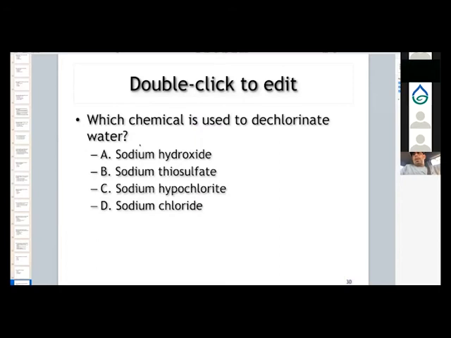Which chemical is used to dechlorinate water? Sodium hydroxide. Sodium hydroxide is caustic. Sodium thiosulfate is used to dechlorinate water. Sodium hypochlorite, that's a disinfectant. That's bleach. Sodium chloride is also another disinfectant. So sodium thiosulfate is used to dechlorinate water.